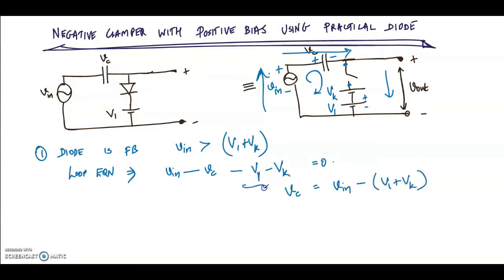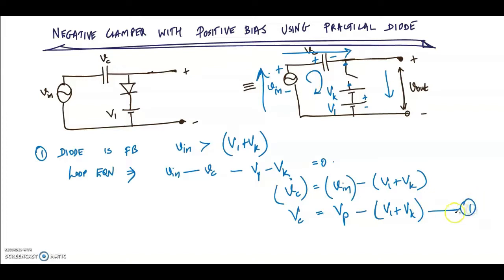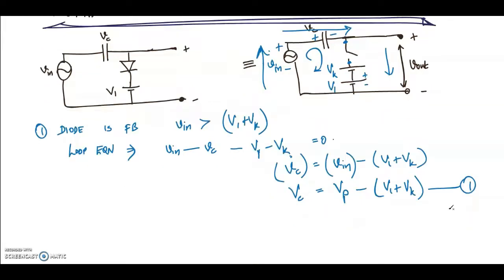Can I write it like that? This is minus of V1 plus Vk. That's what we did. What is the maximum value of Vc? Capital Vc is equal to the maximum value of V in, Vp, say, minus V1 plus Vk, which is equal to constant. This is the first equation. From this first equation, we have obtained the voltage across the capacitor, and this voltage is going to be fixed.